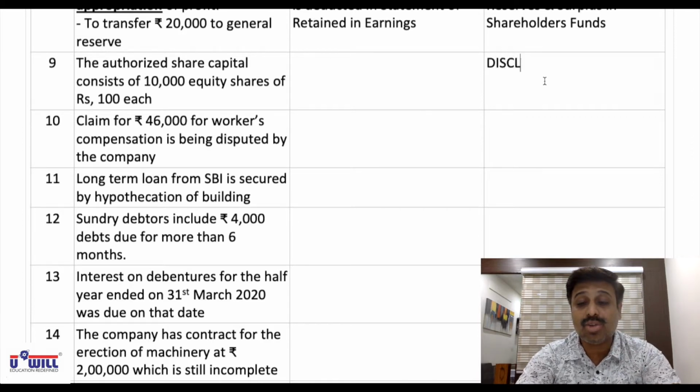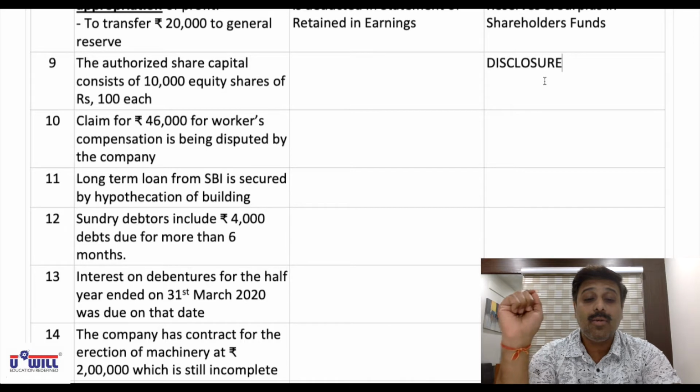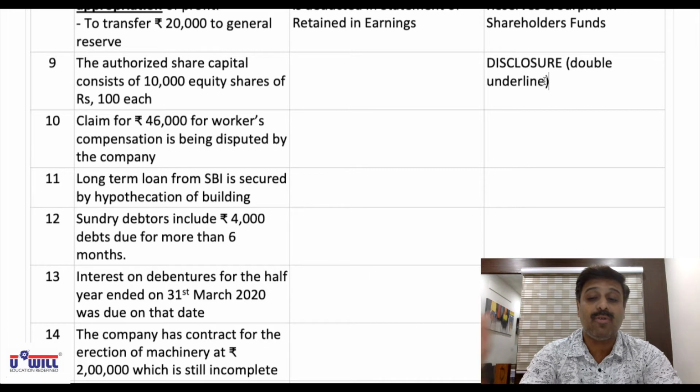This is a disclosure in the balance sheet. Disclosure means within share capital we have to write authorized capital and double underline it. What is the relevance of the double underline? So that it is not included in the total of the balance sheet. So this is not an adjustment which requires two effects. We just have to show it as disclosure in the share capital.